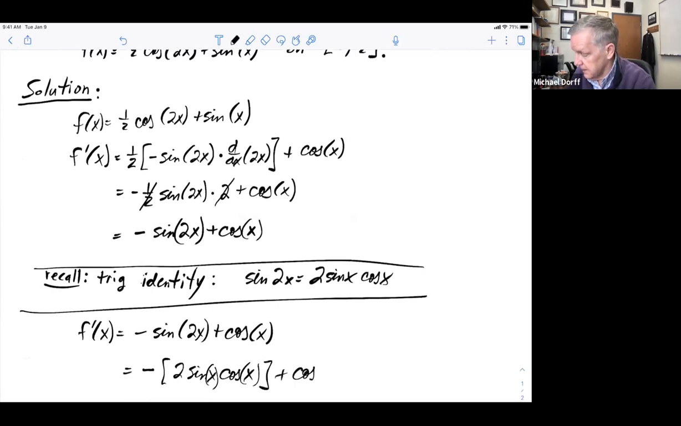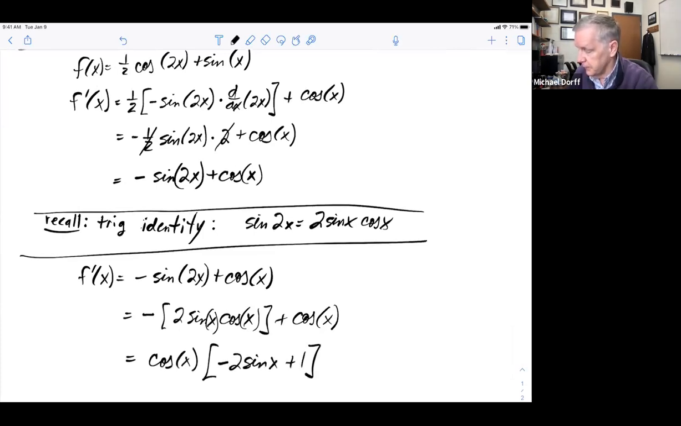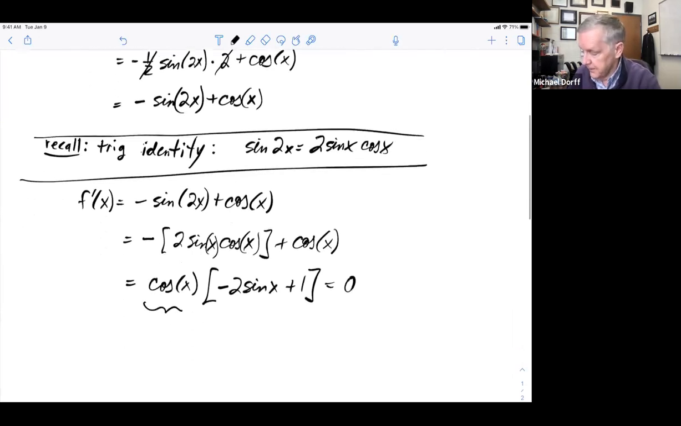plus a cosine x. Now, why is that useful to do? Well, now I see that both of my terms have a cosine x, so I'm going to factor out that cosine x. And then I'm left with cosine x times the quantity minus 2 sine x plus 1 equals 0. And I have two things that are multiplied together that equal 0. That's really useful in trying to find out when the term equals 0, because either the first thing equals 0 or the second thing equals 0. That's why we always like to factor these types of things together.